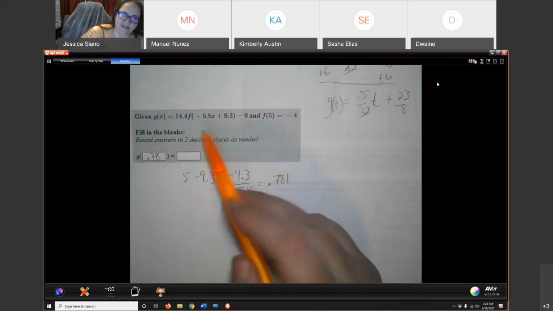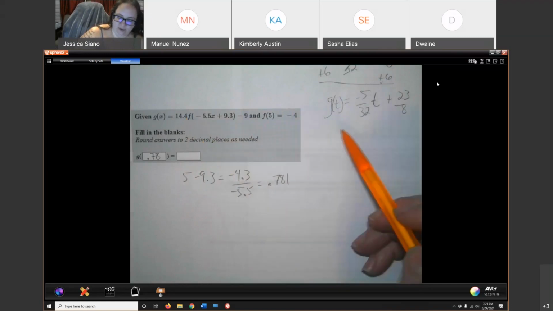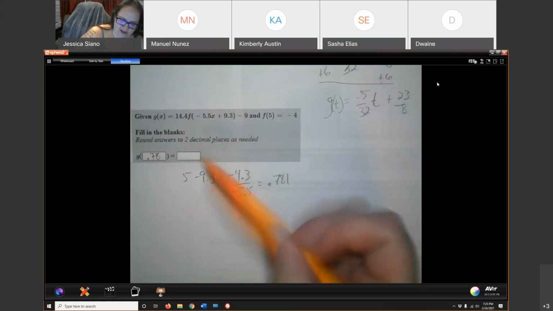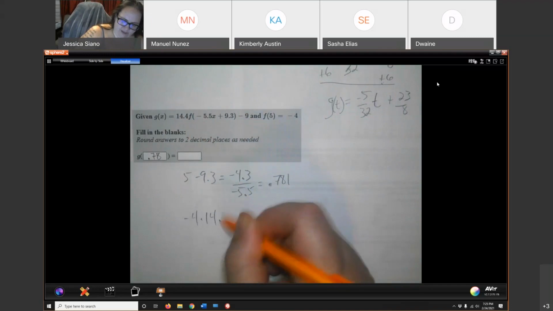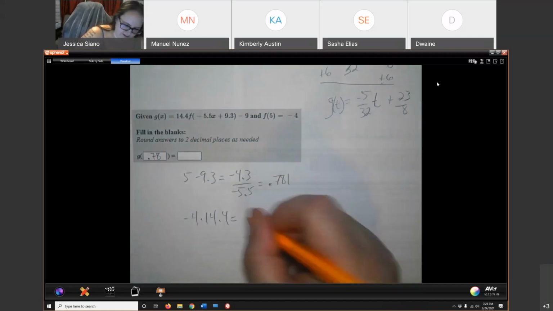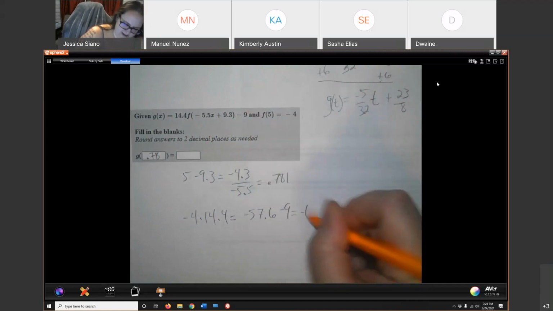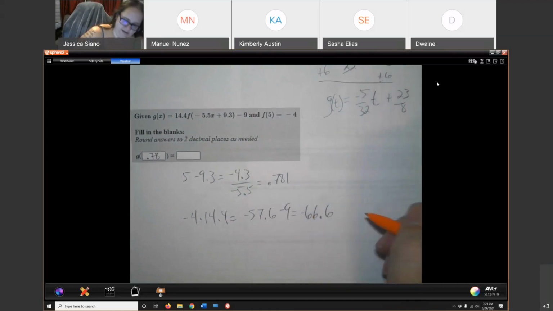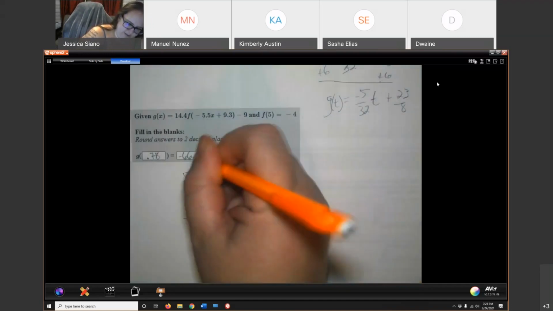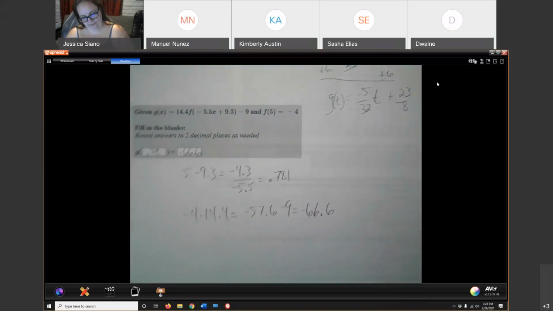And now for your numbers on the outside, you do what you see and in the order that you see. So if I was putting a -4 on the outside here, we would multiply it by the 14.4. And then subtract the 9. So this would be -66. Okay.